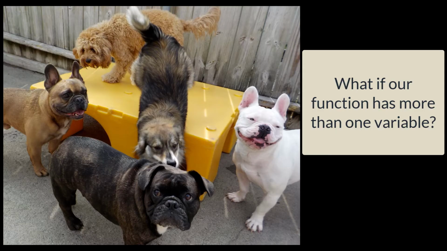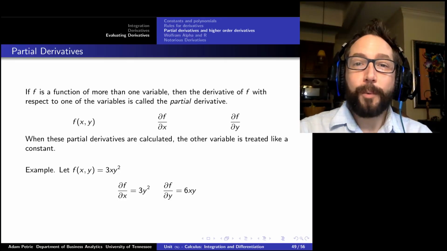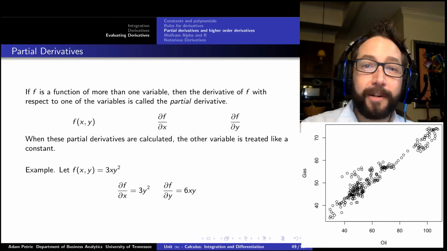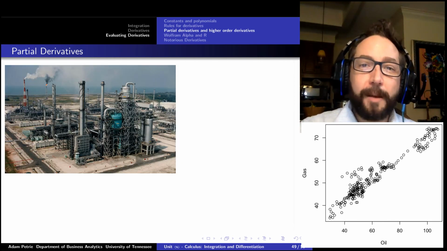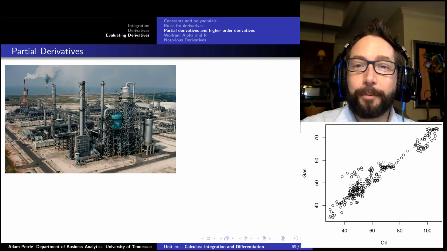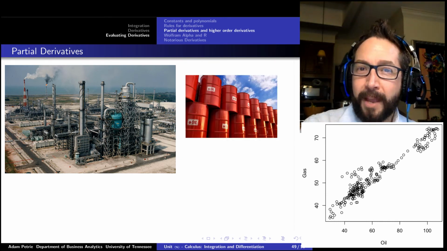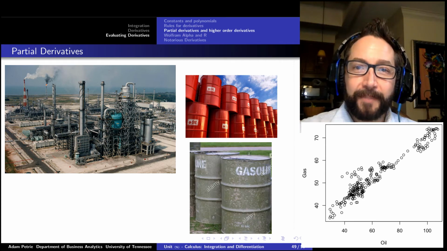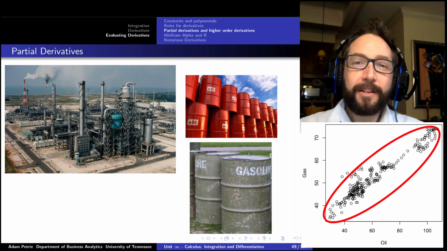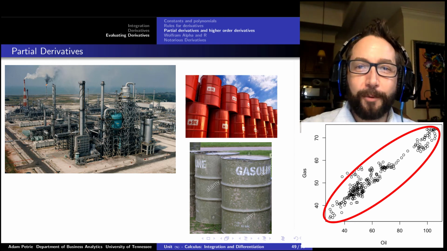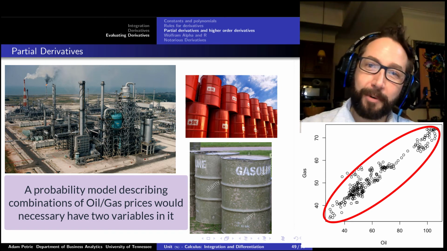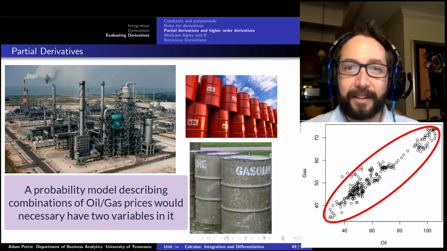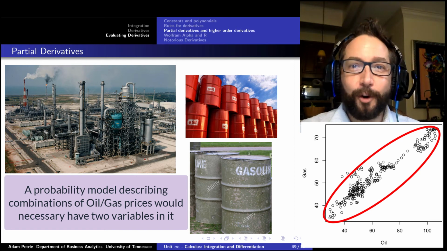So what do we do if our function has more than one variable in it? We might run into the case where we're trying to model a pair of random quantities. So in our linear programming under uncertainty example, we wanted to come up with a probability model for the profit that we would get for a barrel of crude oil and the profit for a barrel of gasoline. And we saw that they were very related to one another, so we really should come up with a probability model for combinations of those values. So in this case, we would have two different variables, the price of oil and the price of gasoline, and so our function involves two different quantities.